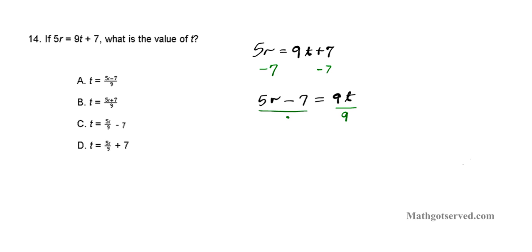Okay, notice you have to divide the entire expression by 9, not just this component right here. Okay, so when you divide it, you have t equals 5r minus 7 over 9. All right, so my answer is option letter A.